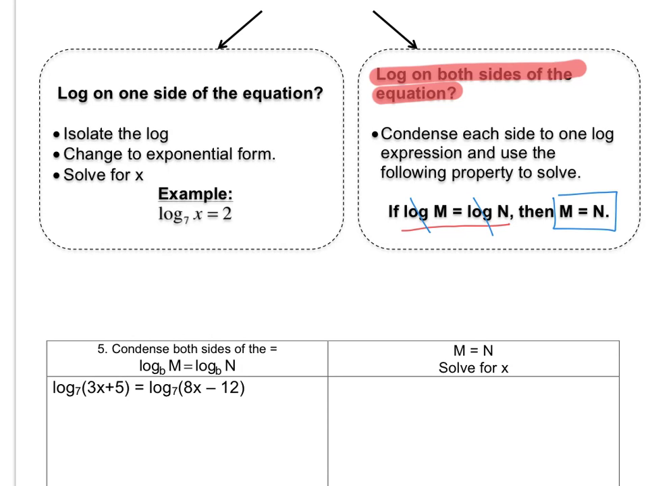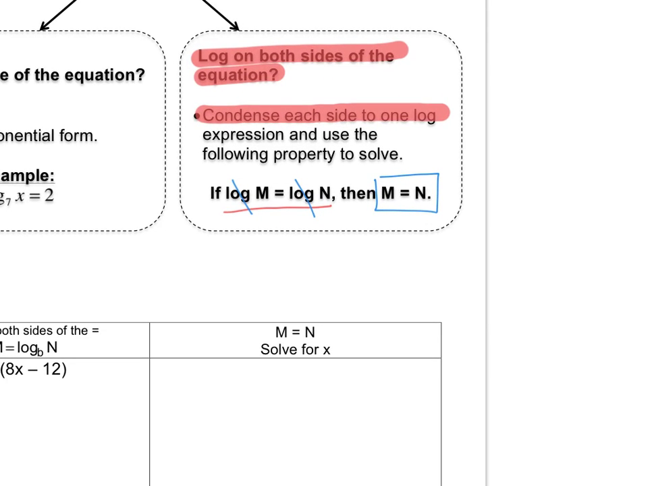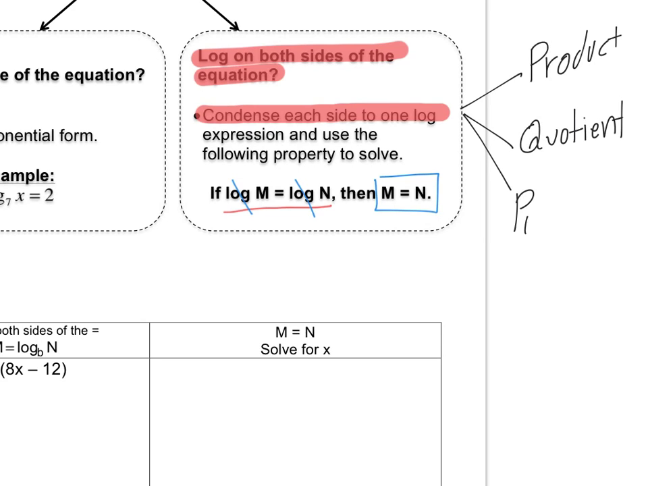Now, how can you end up with one log on the left and one log on the right? We have to use what we learned previously, which is how to condense to one log. To do that, we learned three different properties. We have the product property, we have the quotient property, and we have the power property. So let's look at our first example.